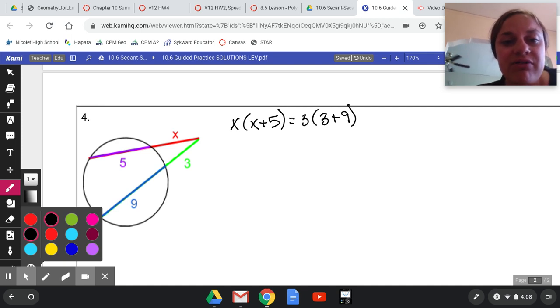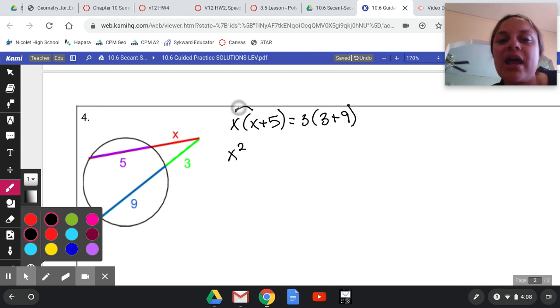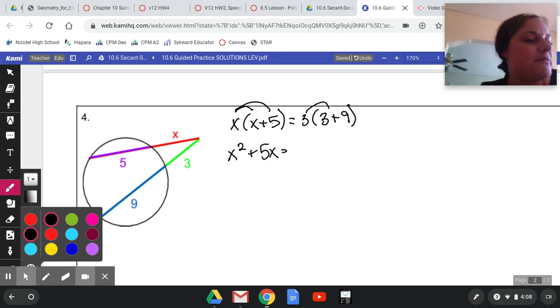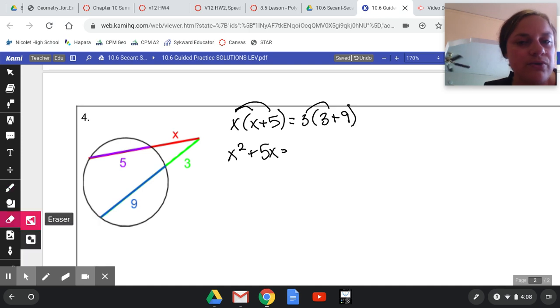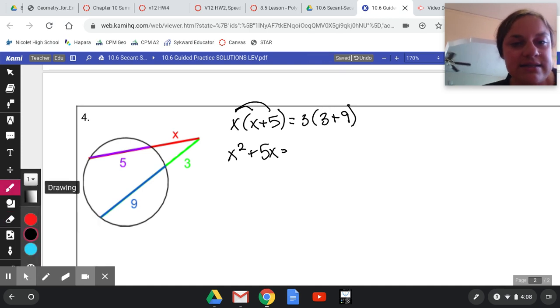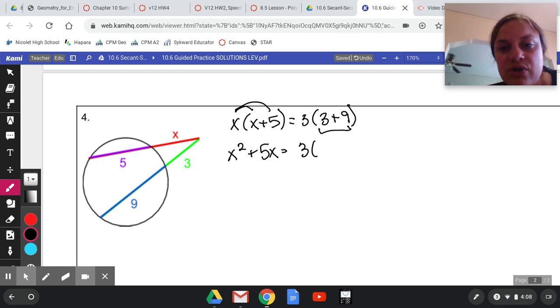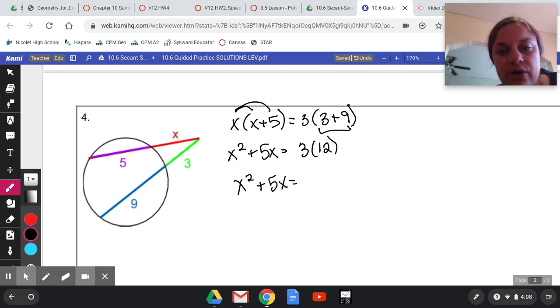Now let's start to simplify. Well, notice as you distribute, you get x squared. Interesting. X squared plus 5x is equal to, well, let me see here. This one I'm going to actually simplify the inside first. So that's equal to 3 times 12. So x squared plus 5x is equal to 36.